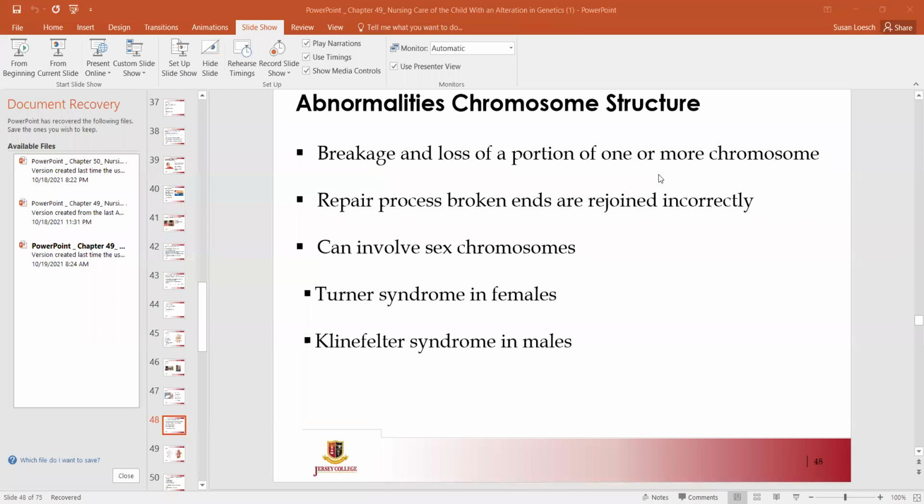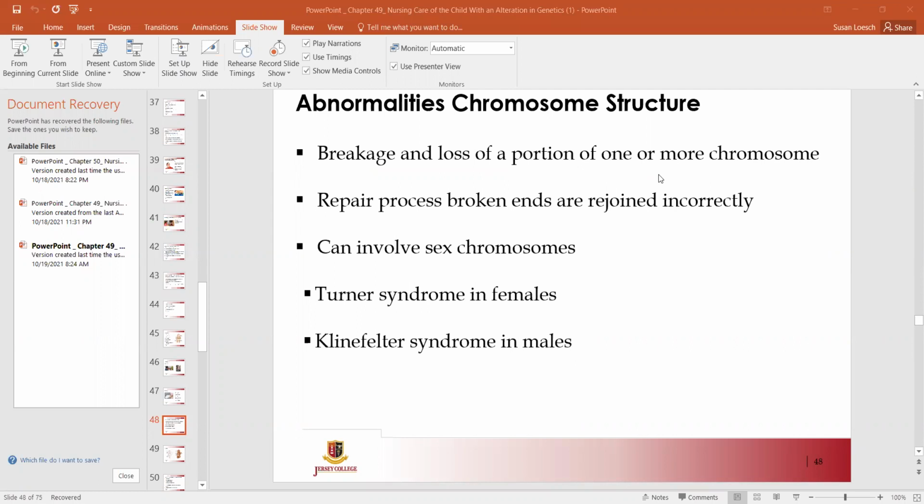So we talked earlier about chromosome structure abnormalities, and this is where the chromosomes break and they lose a portion of one or more of the chromosomes. And during the repair process, the broken ends are incorrectly rejoined together. This can involve the sex chromosomes. There are two types, Turner syndrome in females that we're going to talk about, and Klinefelter syndrome in males.